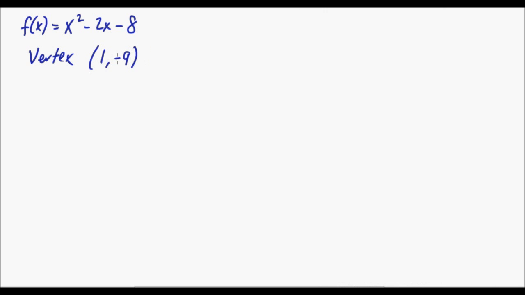Now they might ask you what the axis of symmetry is. Well, it's always the x-coordinate of the vertex. So it's going to be x equals 1. That's our axis of symmetry.